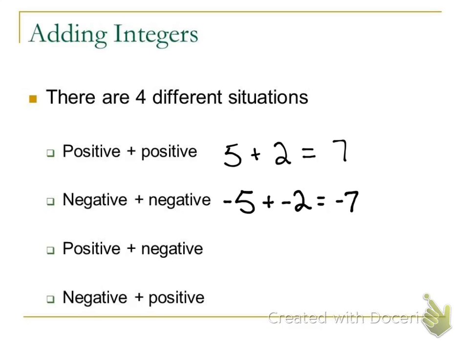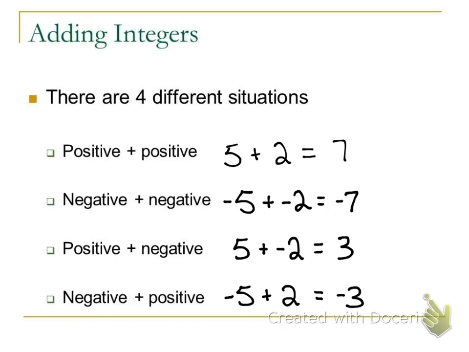A positive plus a negative, let's say 5 plus negative 2 is 3, and you might be thinking to yourself, well, 5 minus 2 is 3. And you're absolutely correct. Adding a negative and subtracting are exactly the same thing. And our last scenario is a negative plus a positive. So maybe I have negative 5 plus 2 equals negative 3.